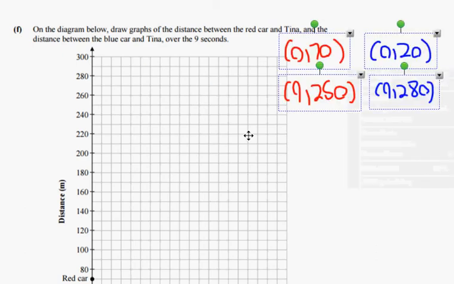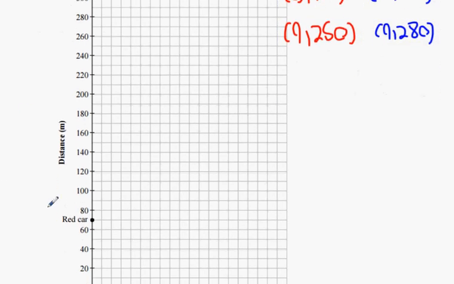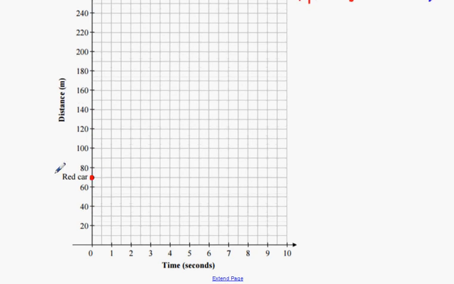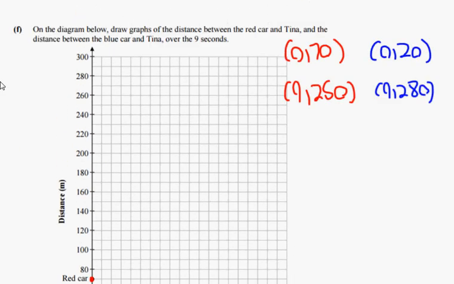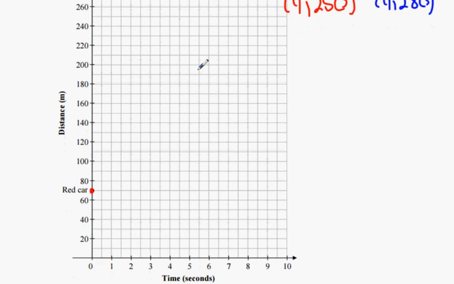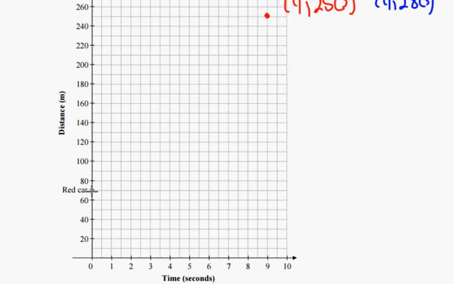So let's start off with the red one. So we're going to have 0, 70. So that's the red car starting here. And then we're going to have 9 and 250. So 9 is here, and then 250 up, it's going to be here. And we can see we can put in our red line here. Okay, so that's our red line.